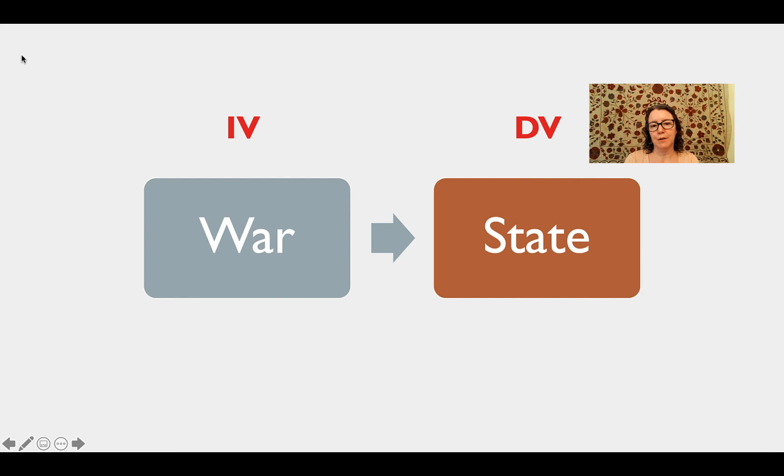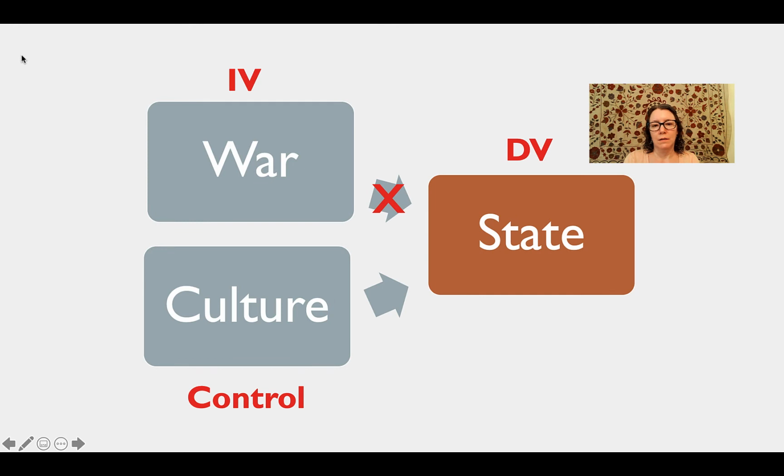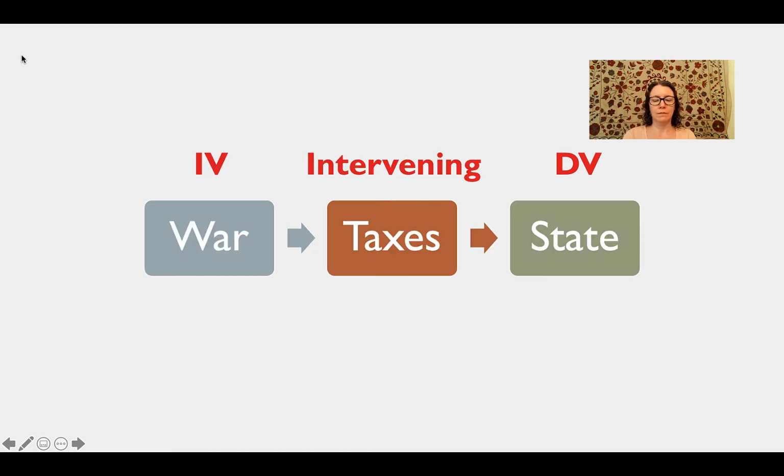To give you some examples here, again, in Tilly's theory that war made the state, here war is the independent variable and state is the dependent variable. If we wanted to prove this as a causal argument, we would need to rule out other possibilities, for example, that culture created the state. In this example, culture is the control variable. And when we get into the details of Tilly's theory, his argument is that war leads to enhanced tax collection, which leads to the creation of state institutions. In this example, taxes and tax collection are the intervening variable.